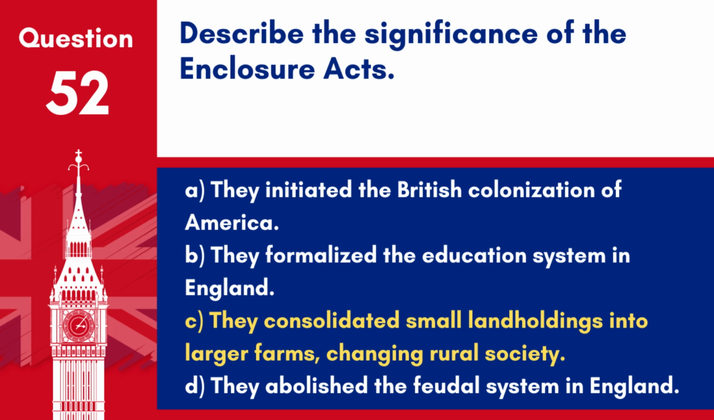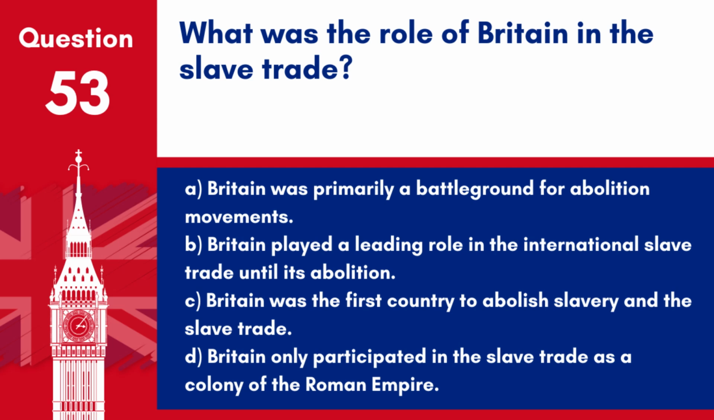The Enclosure Acts were significant for transforming agricultural practices and rural society in England by consolidating small landholdings into larger, more efficient farms. Question 53. What was the role of Britain in the slave trade? A. Britain was primarily a battleground for abolition movements. B. Britain played a leading role in the international slave trade until its abolition. C. Britain was the first country to abolish slavery and the slave trade. D. Britain only participated in the slave trade as a colony of the Roman Empire.